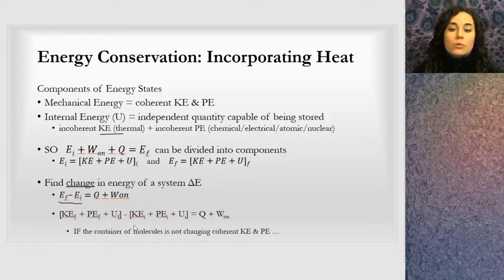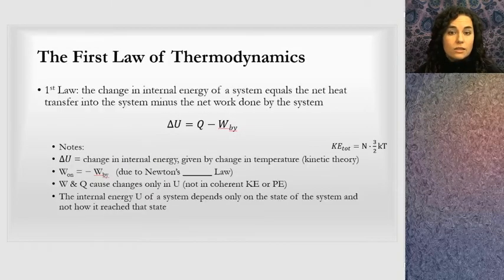Okay, we're going to look at this E_F and E_I closer. If the container of molecules is not changing coherent energy, we're going to lose these two terms and these two terms, and we're going to see that we have U final minus U initial on this side still, and Q plus work on the next. And then you will see that's where we get the first law of thermodynamics. It is conservation of energy in a very specific form, considering specific energies.